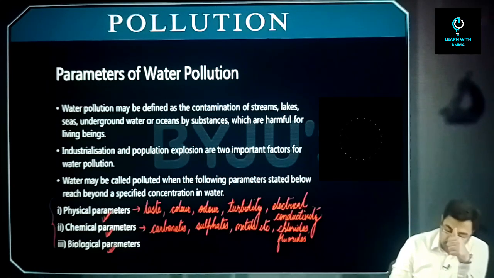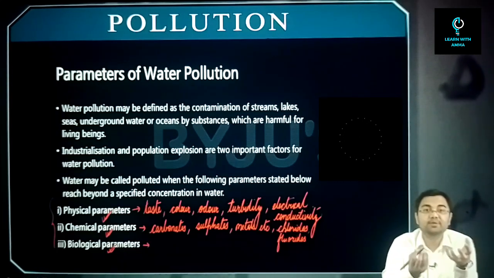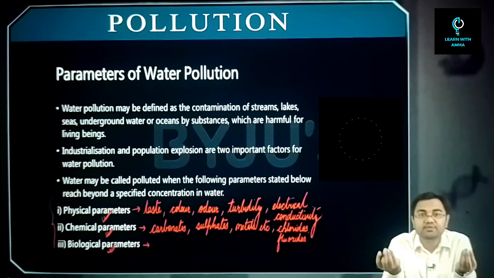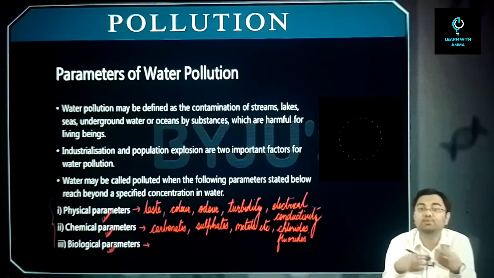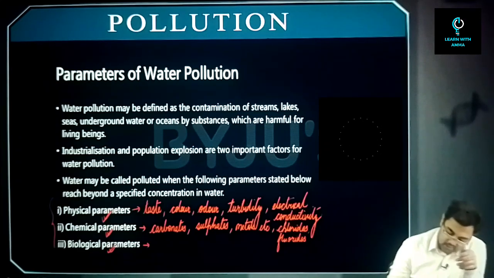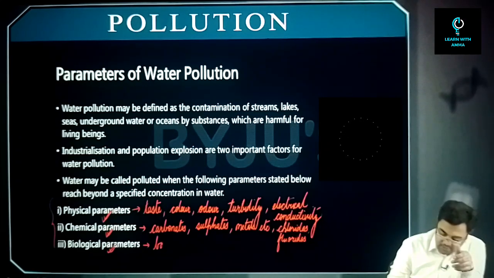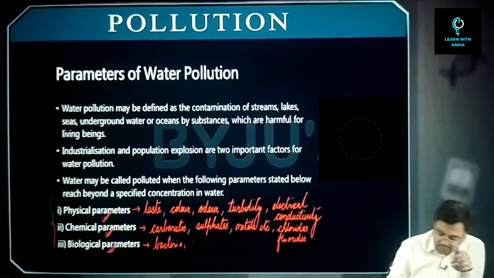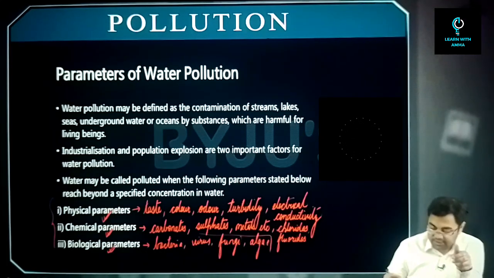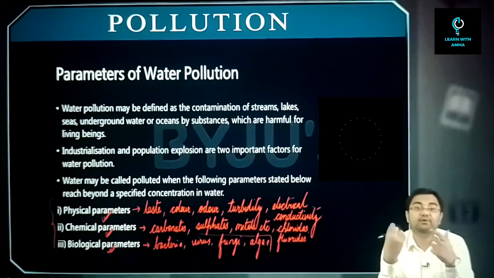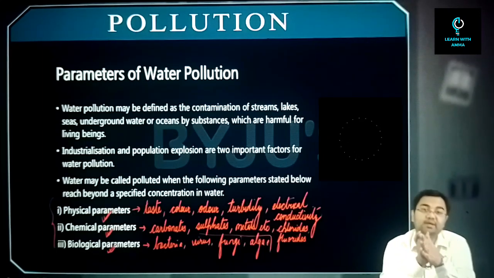Apart from that, you have biological parameters. What are biological parameters? When there is an organism present in water which can cause contamination of water, leading to pollution of water, it can be called a biological parameter. So there can be certain kinds of bacteria, virus, fungi, algal growth. All these would be called biological parameters which are contaminating water.